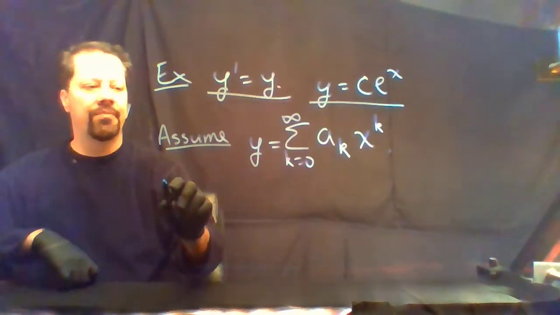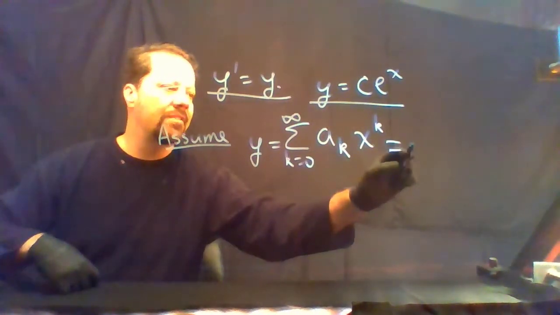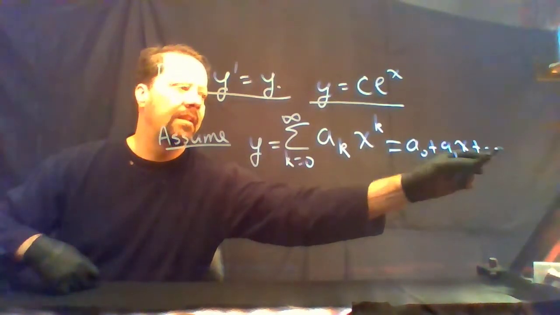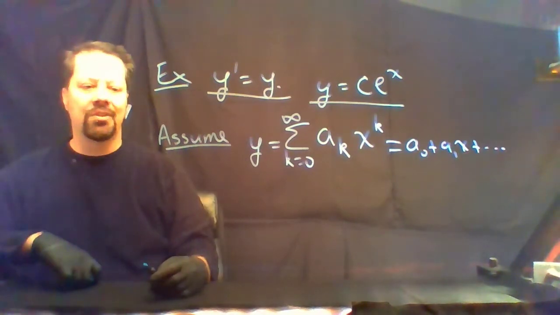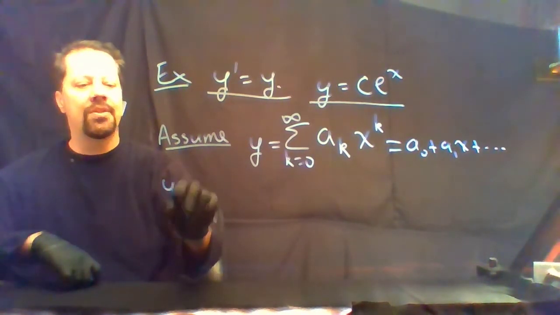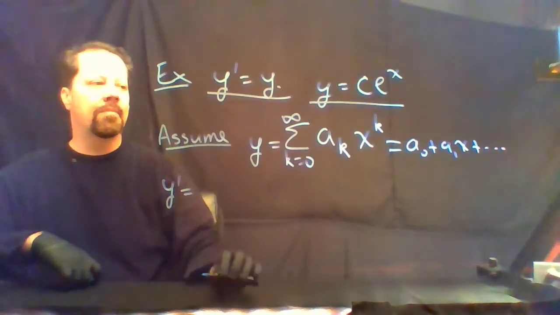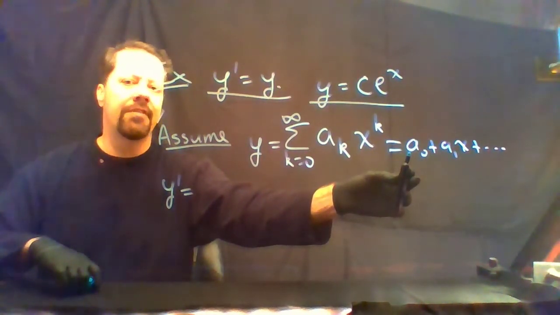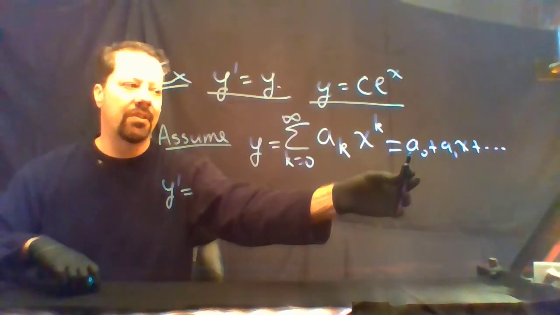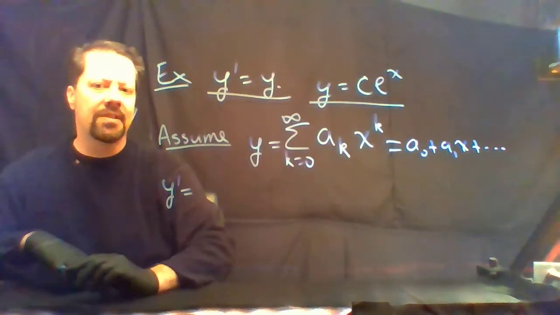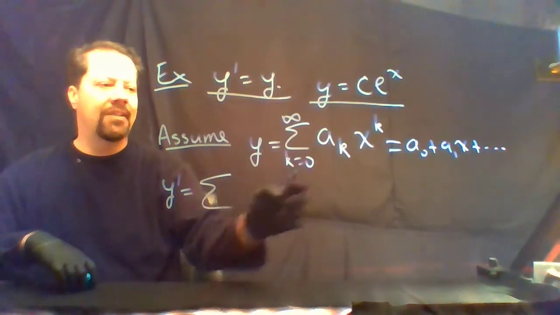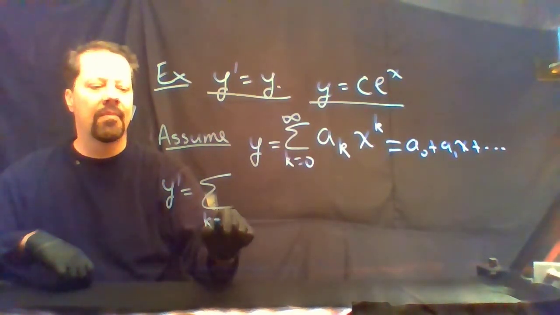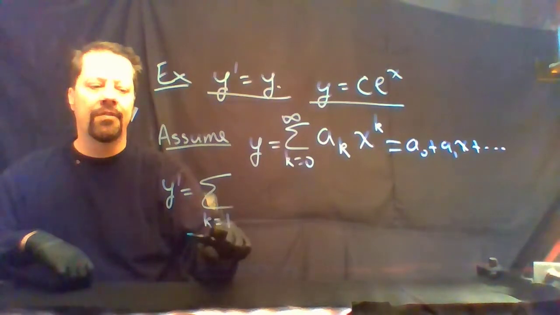If that's true, then this solution has the form a0 plus a1 x, and so on, higher and higher terms after that. What does the derivative look like? The derivative of the first term is 0 because the derivative of a constant is 0. That's our first lesson. When we calculate the derivative of a power series like this, we lose the first term.